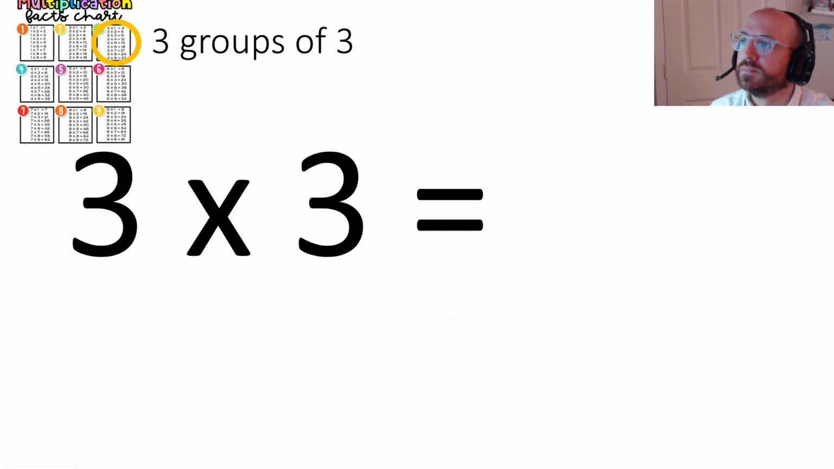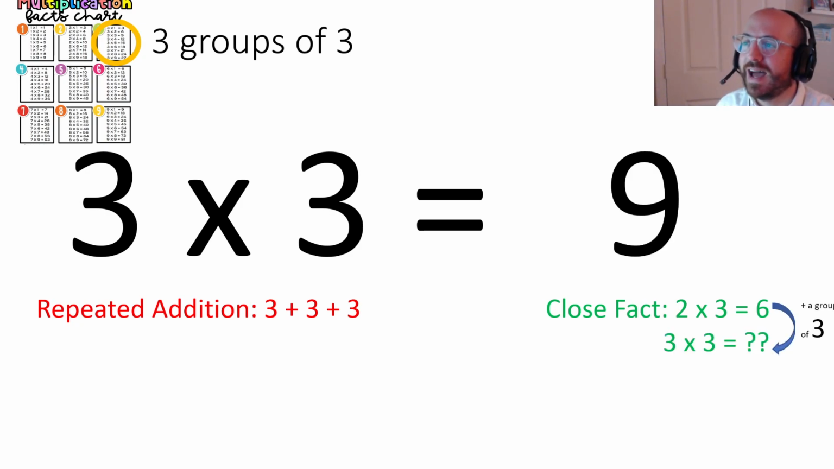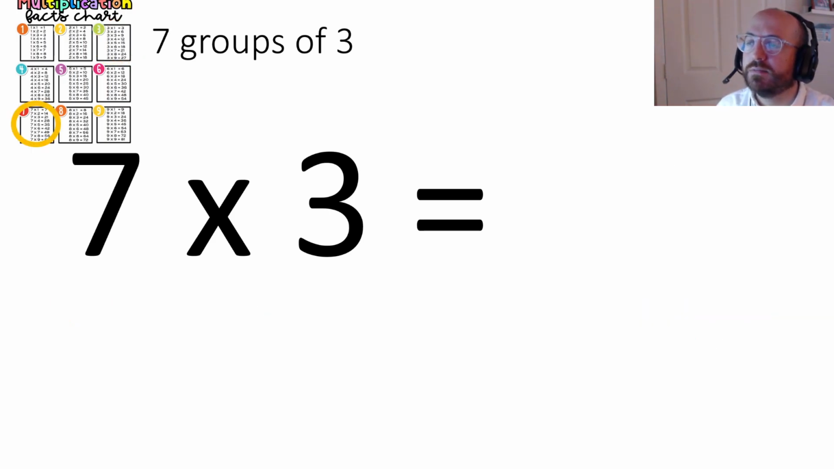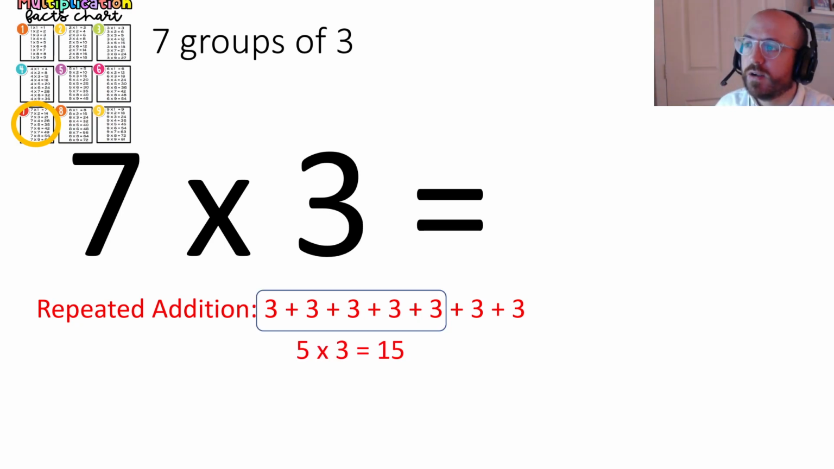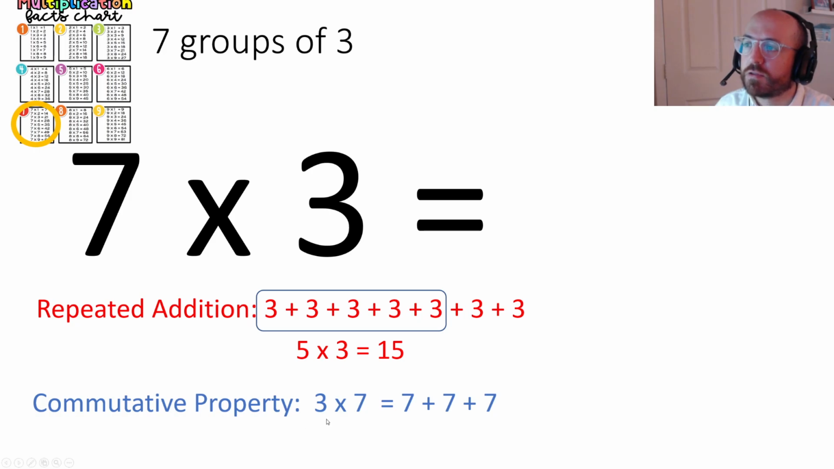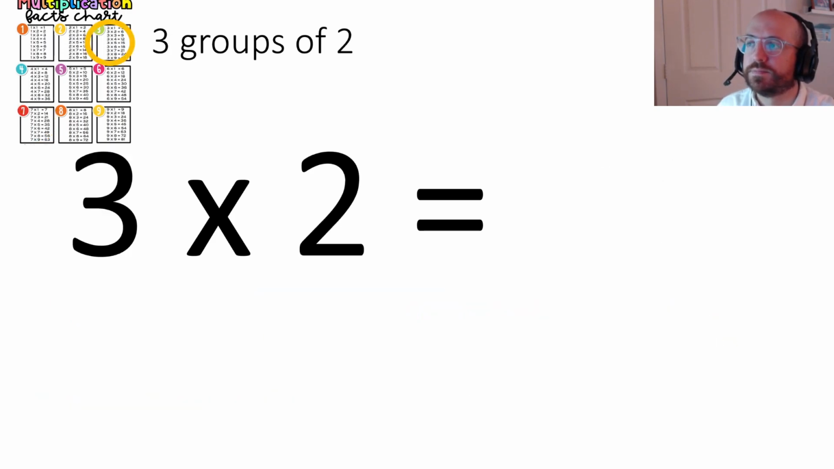We're almost done. Three groups of three is just 3 plus 3 plus 3. You could have two groups of three is six, so adding another group of three would give us three groups of three, 9. Seven groups of three could do 3, 6, 9, poof, or flip it to get three groups of seven. 7 plus 7 plus 7. Well, 7 plus 7 is 14. And then I add another group of 7. 14 plus 7 is 21.